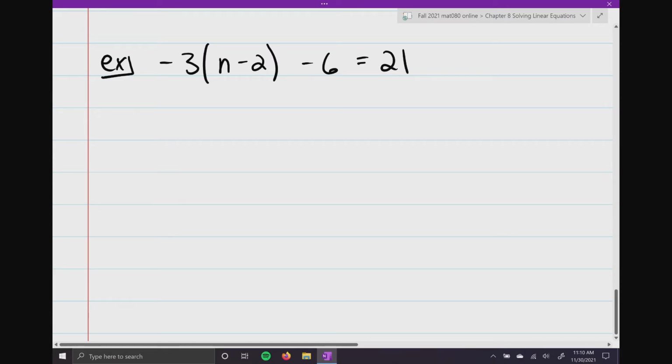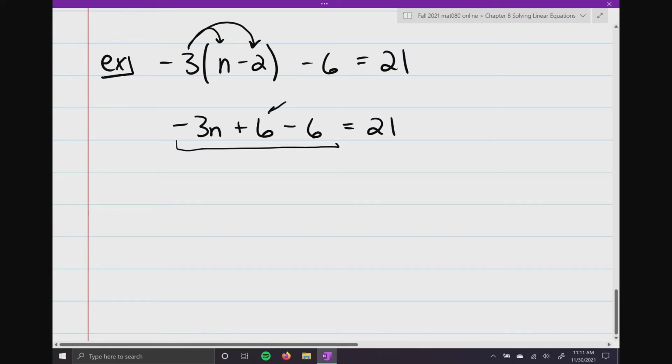So I'm going to take this -3, and I'm going to multiply each term inside the parentheses by it. Negative 3 times n is negative 3n. Negative 3 times negative 2 is positive 6. Minus 6 equals 21. So all I did was my distributive property. Now step 3. I asked myself, can I combine like terms on the left-hand side? And the answer is yes. They're both constant terms. 6 minus 6 equals 0. There's nothing I can combine on the right-hand side.